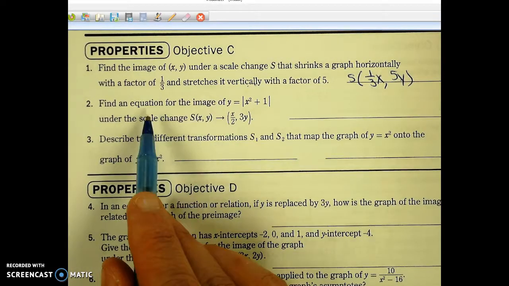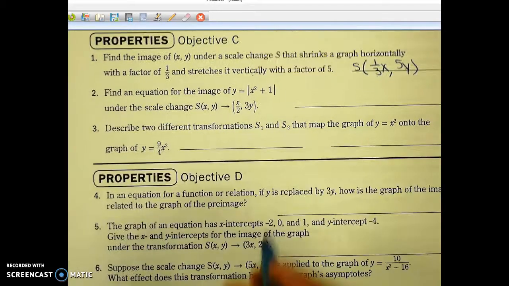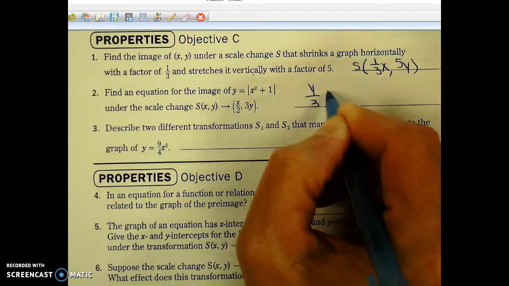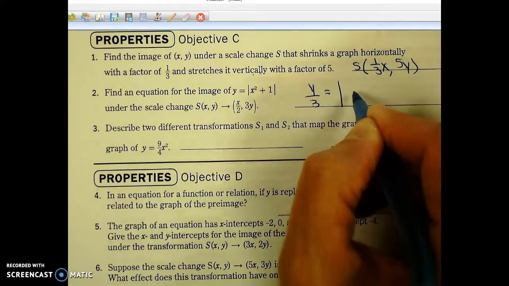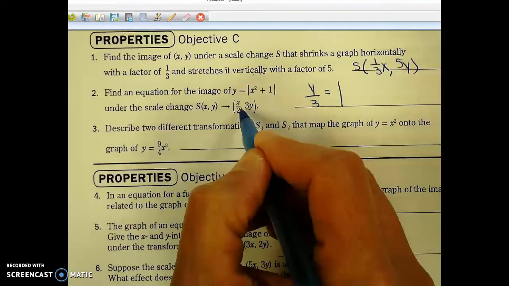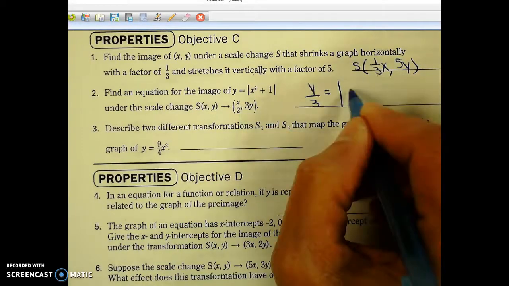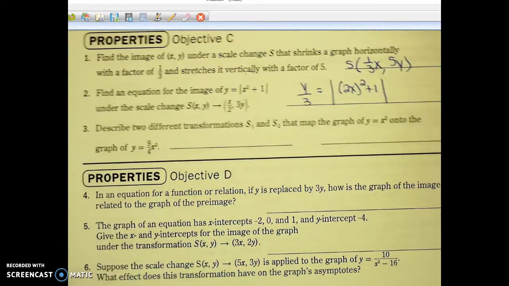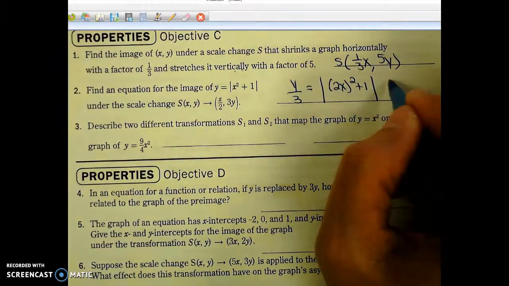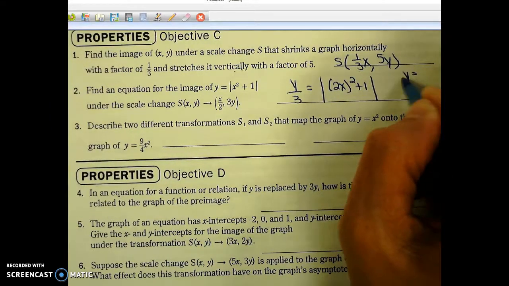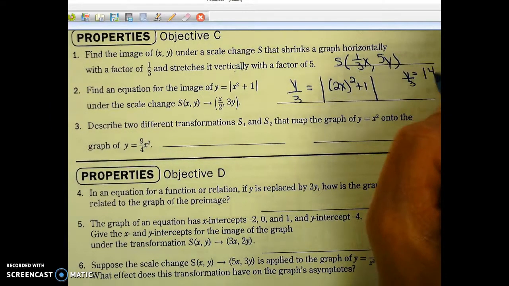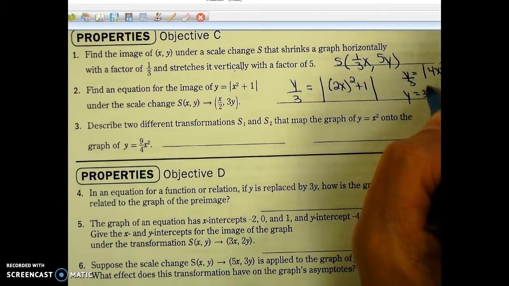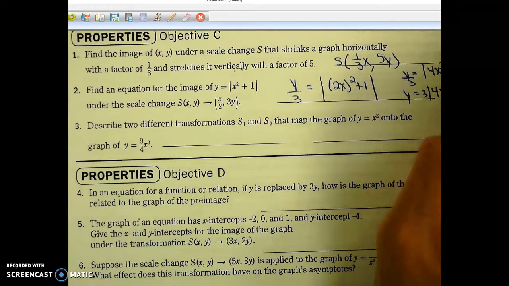The next one, we have to find an equation under the following. So remember, I'm replacing y with the inverse operation, which is y/3. Over here, I'm replacing x² with, again, the opposite of that, which would be 2x². You can leave it in this form, or if we wanted, we can simplify a little bit. That would be y/3 = 4x² + 1. Finally, if I wanted to multiply through by 3, I can do that.